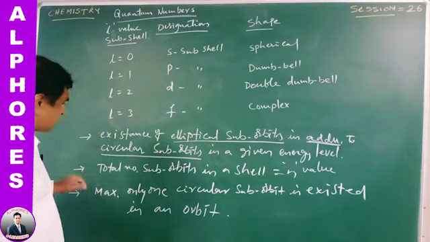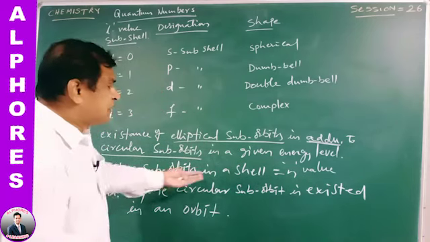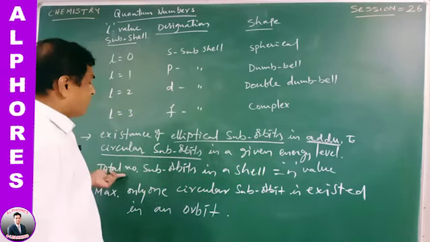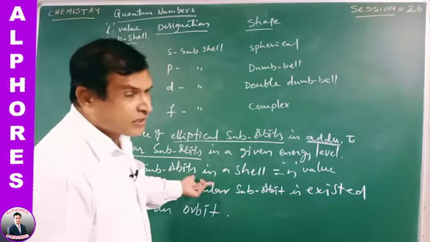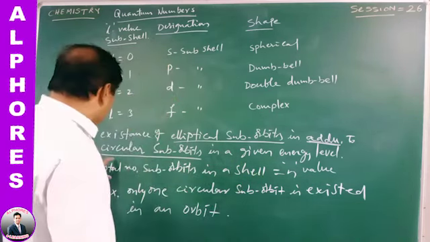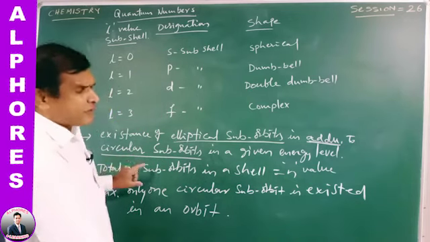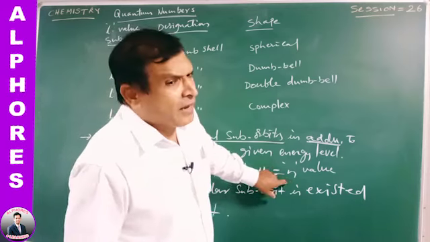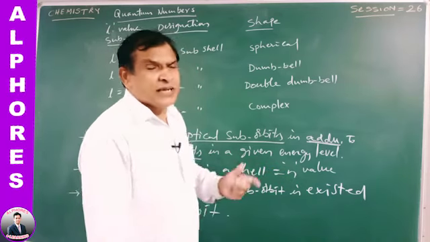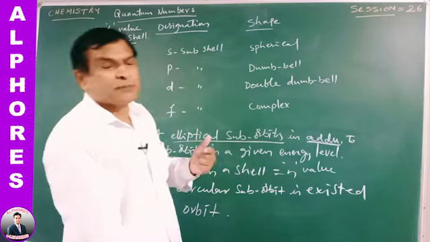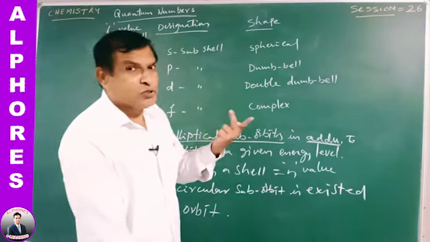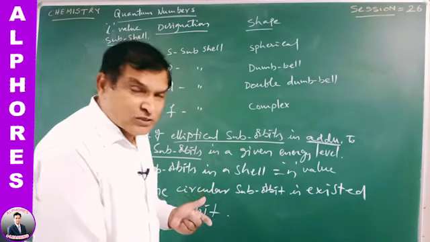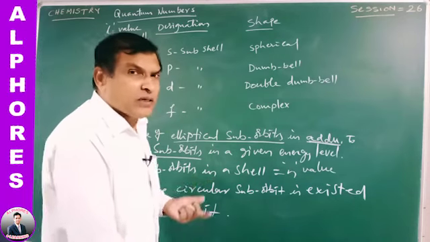In a given energy level, that means in a shell, that means in an orbit, the maximum number of suborbits, meaning subshells, in a shell is equal to n value. For example, in the second orbit, how many subshells exist? 2, because n is equal to 2. In the third orbit, 3. In the first orbit, only 1.